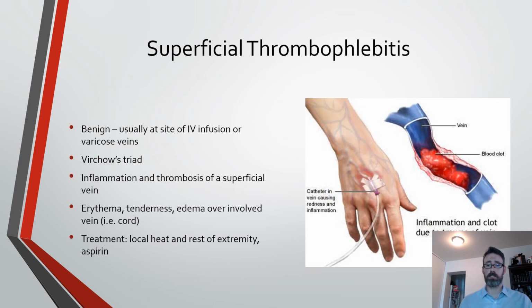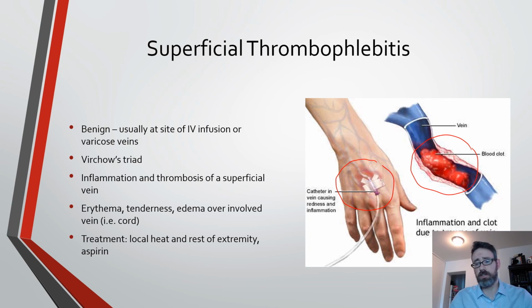Okay, so the last one here is superficial thrombophlebitis. This is often benign, usually at the site of IV infusion or at the site of a varicose vein. It follows the same principle as Virchow's triad, which is stasis of flow and damage to the endothelium, which can cause some coagulation and inflammation. And what you can see over here is that at the IV site there's some inflammation, some redness, might be a little indurated. The vein might be clotted underneath there, and if you feel the vein, it might feel pretty hard, something we might call a cord.